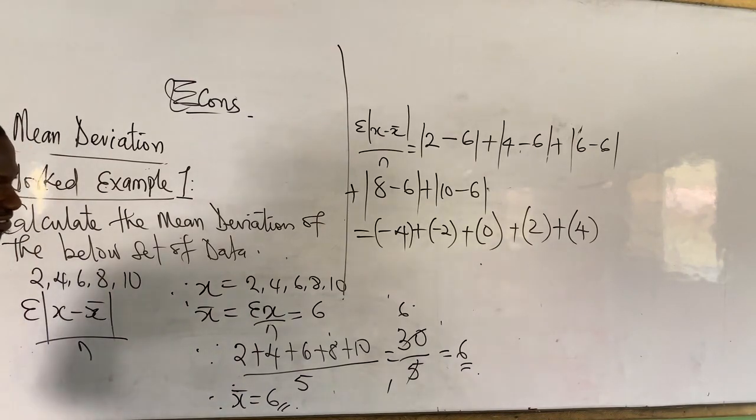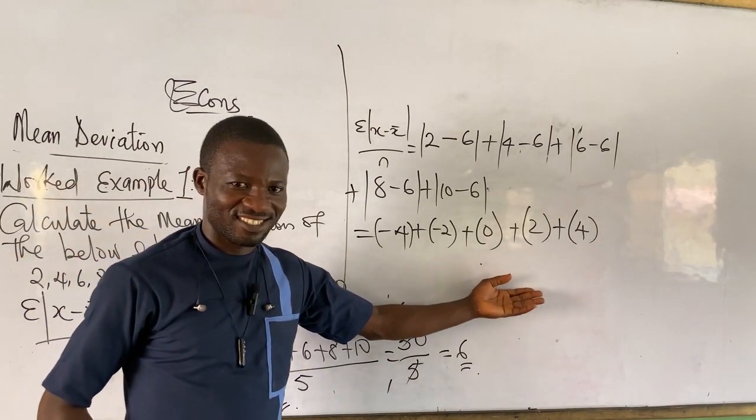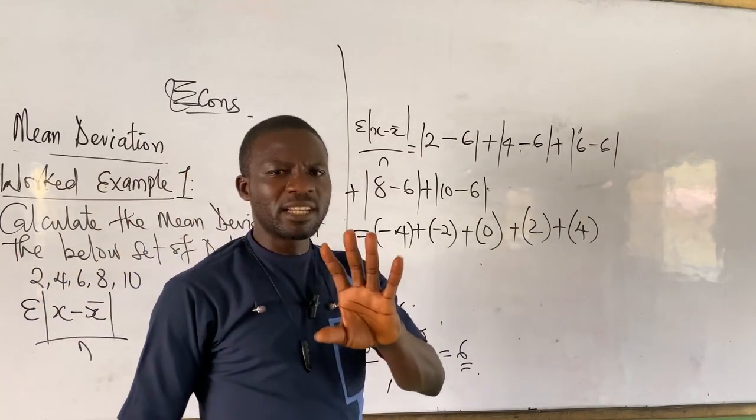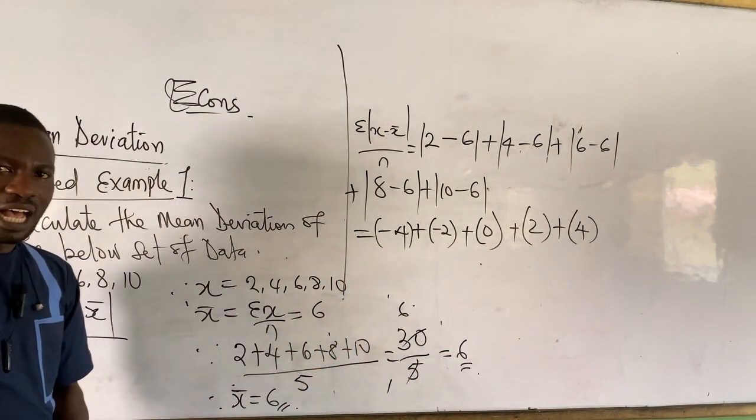We keep on wondering, then how do we calculate this? We are not sure. There's something we are going to do. In mean deviation, negative signs are not allowed.